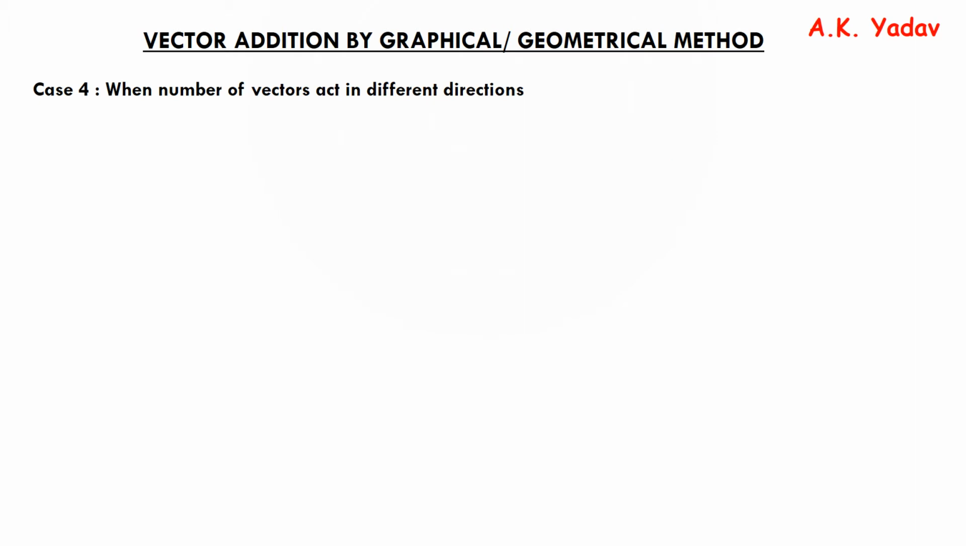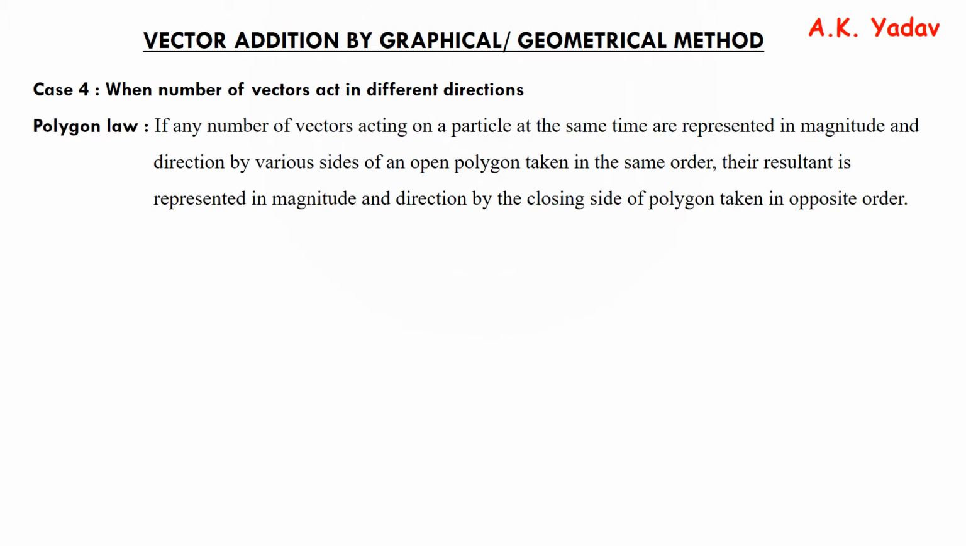Now, case 4, when a number of vectors act in different directions. There we get the polygon law, which says if any number of vectors acting on a particle at the same time are represented in magnitude and direction by the various sides of an open polygon taken in the same order, then the resultant is represented in magnitude and direction by the closing side of the polygon taken in opposite order.